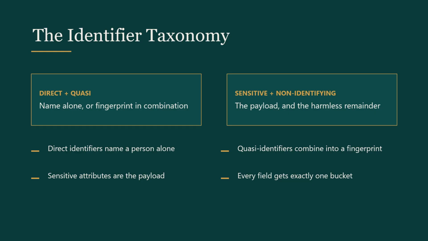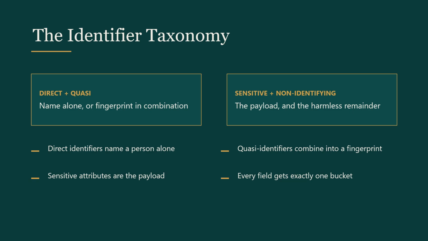First, the buckets are not properties of a field. They are properties of a field in a context. A diagnosis is usually payload, but a rare and visible diagnosis in a small town is a quasi-identifier because the neighbors already know. That is, Module 2's availability principle wearing a taxonomy hat.